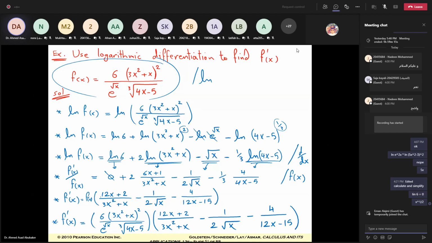So we have 5 steps to find the function, but this function is more complicated. We have multiplication in the numerator and denominators. Okay, any question? Any question?